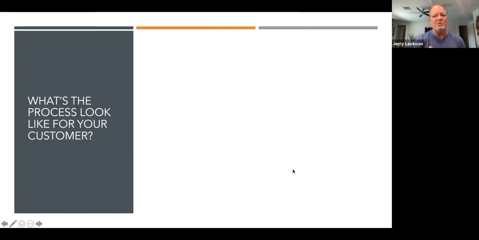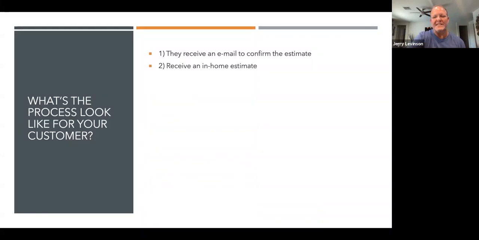Next, let's look at what it's going to look like for the customer. Okay. So first, they receive an email to confirm the estimate. Again, constant communication. It's really good. They receive an in-home estimate. Hopefully you're giving them the estimate and closing in the home. I know the majority of the people don't do that. It's a big mistake. You want to close in the home. It's very important. After buying, they receive a call within 48 hours to schedule install.